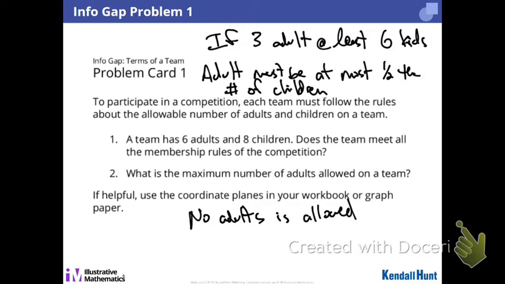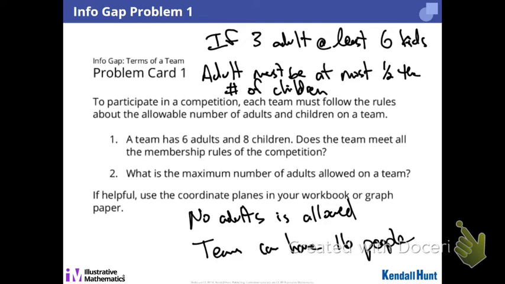Okay, and then Olivia. How many kids could be in the competition? The maximum of kids, I can't tell you that. All I can say is the number of adults must be at most half the number of children. Heidi. What is the maximum of people on the team? Oh yeah. Teams can have 16 people. Oh, now I get it. All right. Any other questions you need, Ashley? What is the name of the competition?